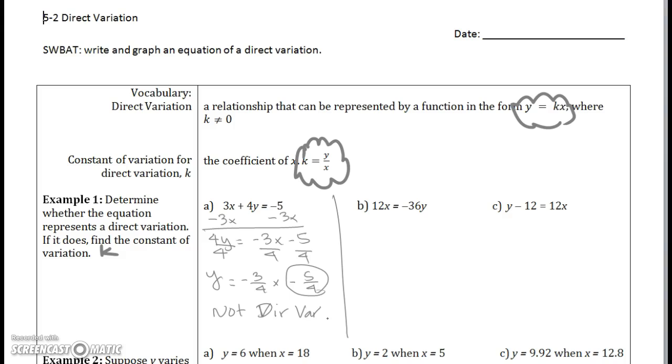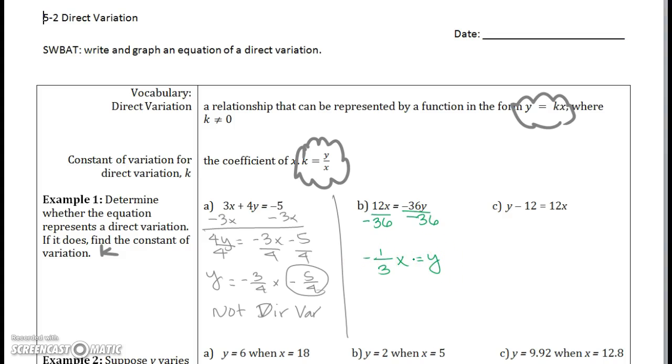Okay, what was the first thing I did for part A? First thing I did was to get y by itself. So let's do that. I have negative 36y, so I'm going to divide by negative 36. I can reduce this fraction because 12 goes into 12 one time. 12 goes into 36 3 times.